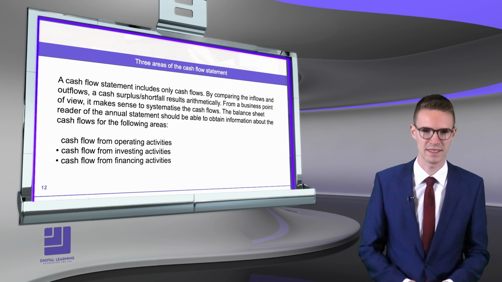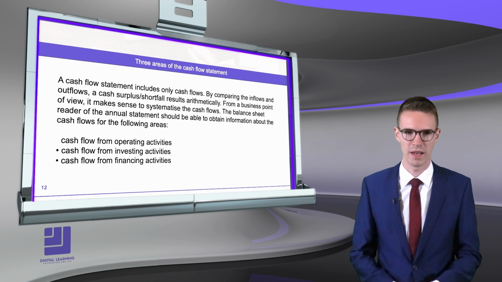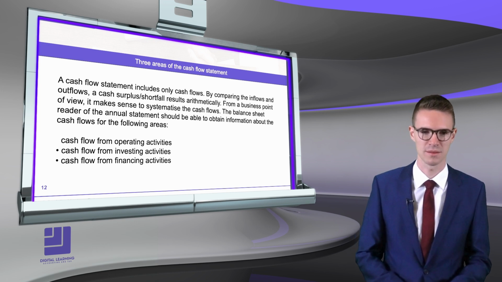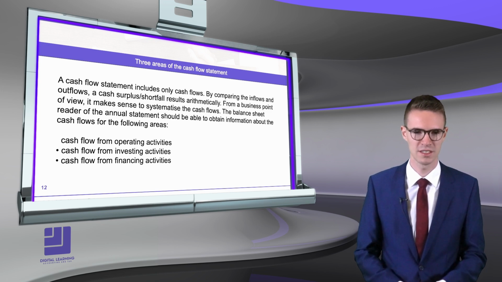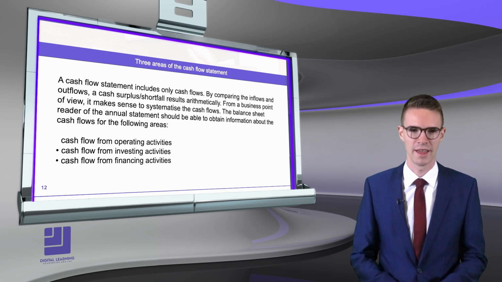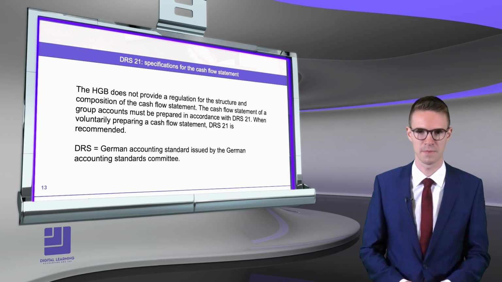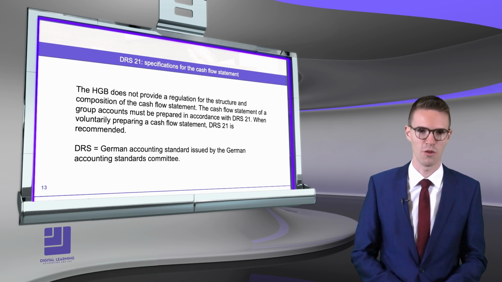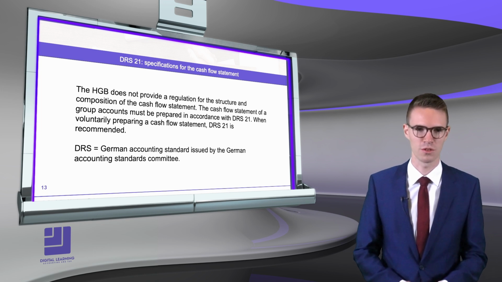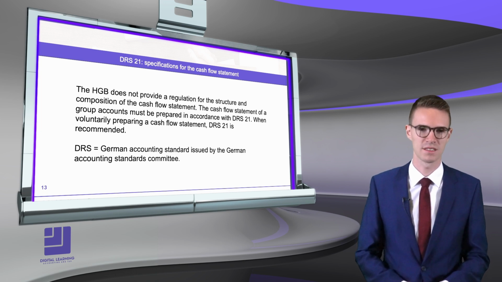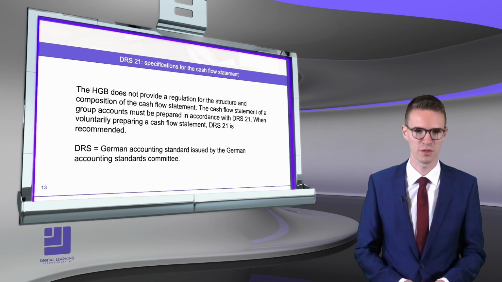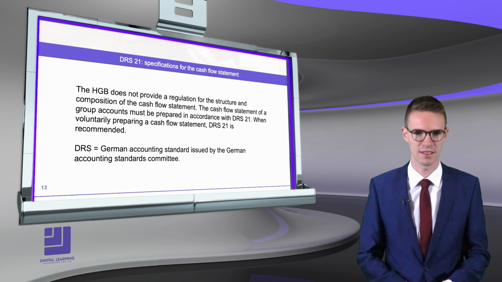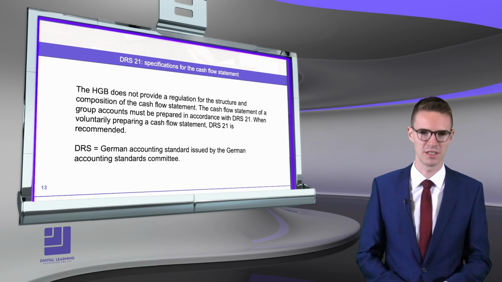From a business point of view, it makes sense to systematize the cash flows. The balance sheet reader of the annual statement should be able to obtain information about the cash flow of the following areas: cash flows from operating activities, cash flow from investing activities, and cash flow from financing activities. The HGB does not provide a regulation for the structure and composition of the cash flow statement. The cash flow statement of group accounts must be prepared in accordance with DRS 21. When voluntarily preparing a cash flow statement, DRS 21 is recommended. DRS means the German Accounting Standard issued by the German Accounting Standards Committee.